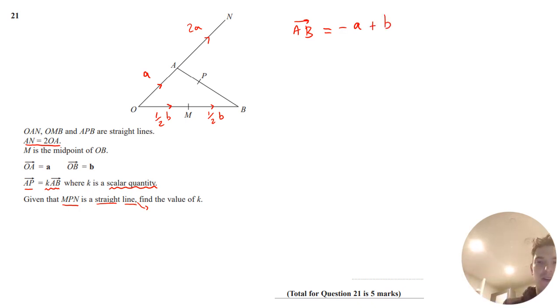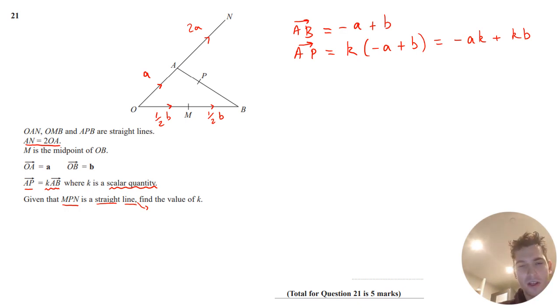So therefore, I think you know that AP is k lots of that. So k lots of minus a plus b, which is minus ak plus kb. Okay, so I know what that vector AP is.